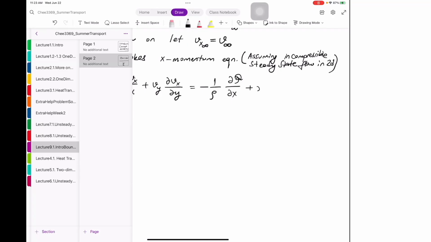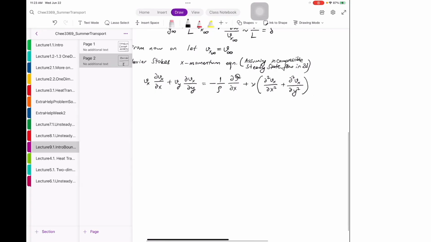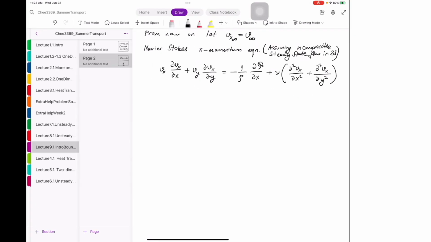Plus nu, kinematic viscosity or momentum diffusivity, in other words, times del square Vx over del x squared plus del square Vx over del y squared. Now we want to simplify this equation using some order of magnitude estimations, but let me first non-dimensionalize this equation by dividing both sides by V infinity square divided by L.